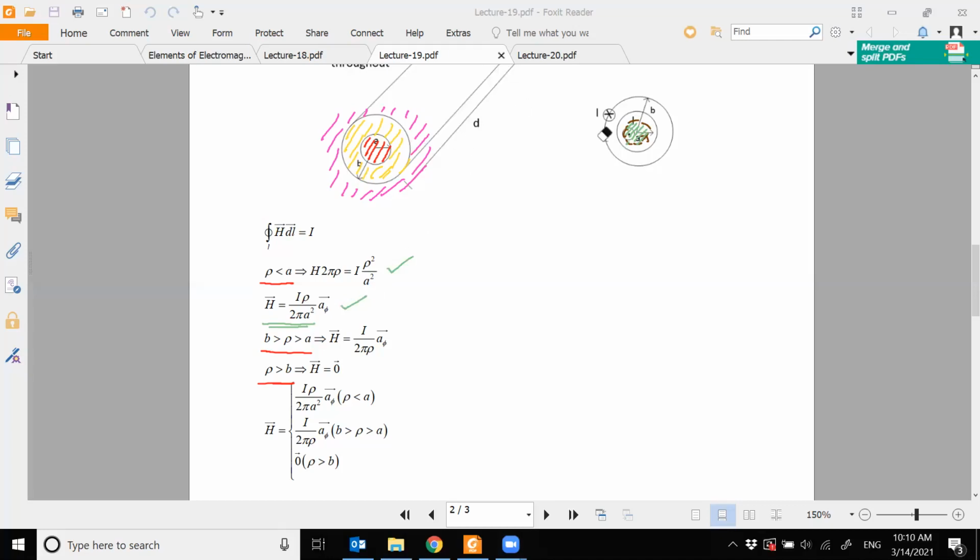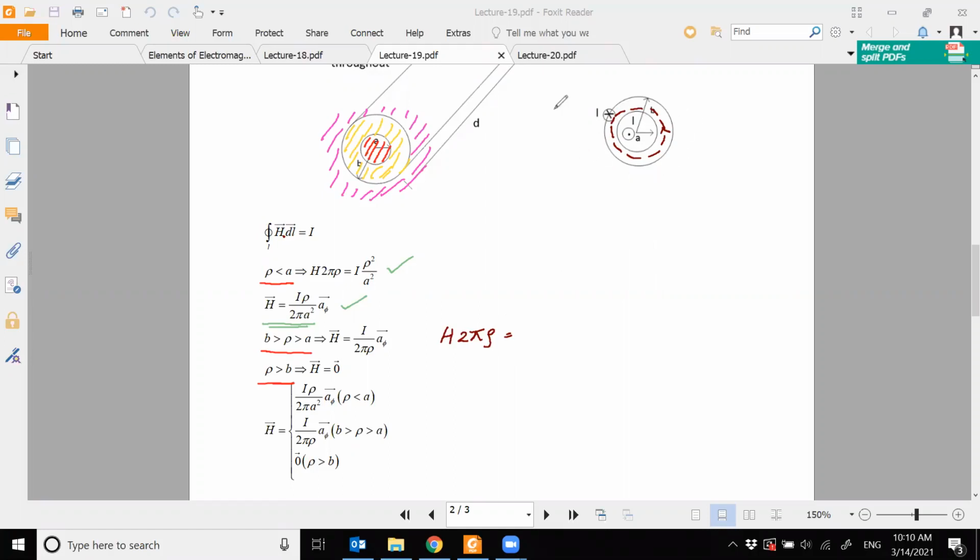Now, within the yellow region, what are we going to do? We are going to put the Ampere's loop in the region of our interest, which is this region, and then we will apply Ampere's law. So again, what will you get? H times 2 pi rho on the left-hand side, because the enclosed line integral of H dot dl will become H times the length of this loop, which is 2 pi rho, because I'm assuming the radius is rho, is equal to the current enclosed.